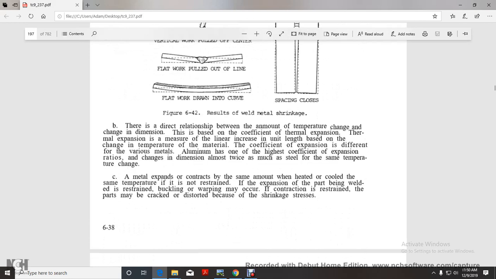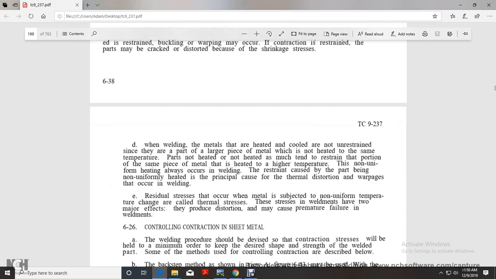There is no direct relationship between the amount of the temperature change and the change in the dimension of the base metal. Thermal expansion is measured as a linear increase per unit length based on the change of temperature of the material. The coefficient of expansion differs among the various metals, but aluminum has one of the highest, changing in dimension almost twice as much as steel at the same temperature. The material expands and contracts the same amount when heated and cooled through the same temperature. If the part being welded is restrained against expansion, buckling or warping may occur. If contraction is restrained, the part may be cracked or distorted by the shrinkage stress.